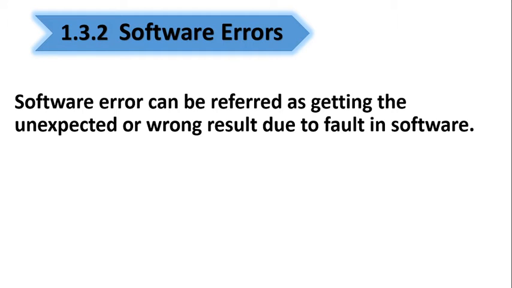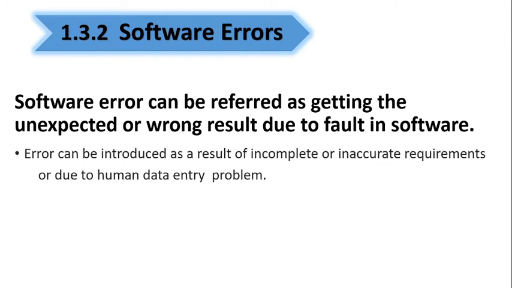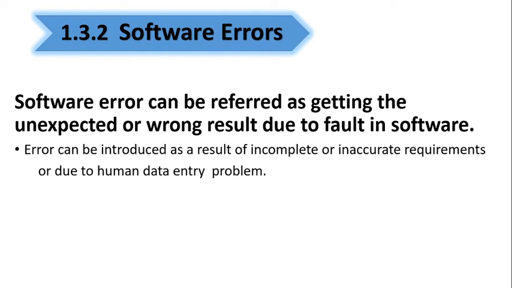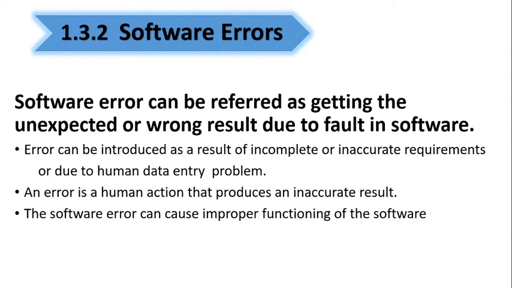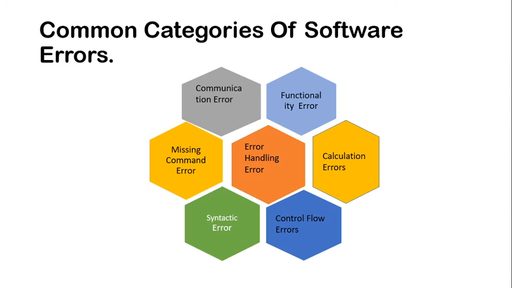The software error can cause improper functioning of the software or of specific applications. The incomplete or inaccurate requirements are due to human data entry problems. An error is a human action that produces an inaccurate result. These are the common categories of software error.